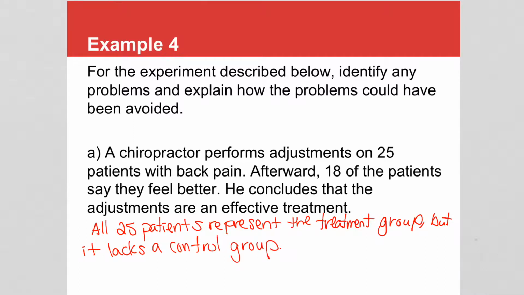So the question is, how could there be a control group? Well, this is what the book said. This is kind of weird if you ask me. It says, he could have hired an actor to help with creating a control group. So yeah, you want a fake chiropractor messing with your back.